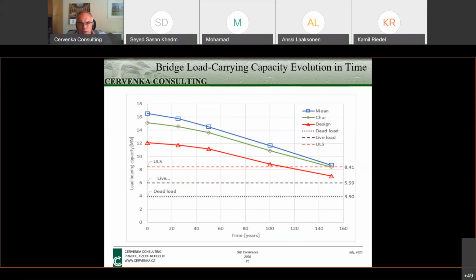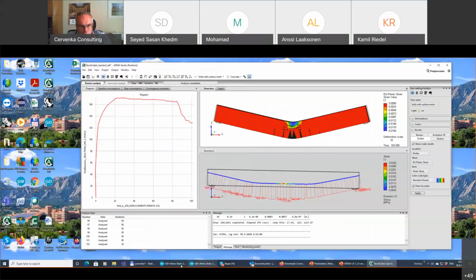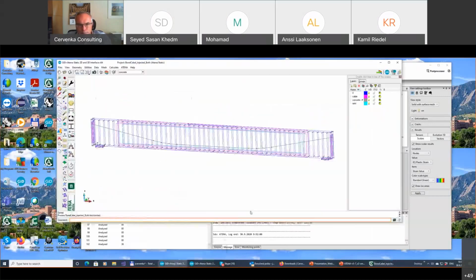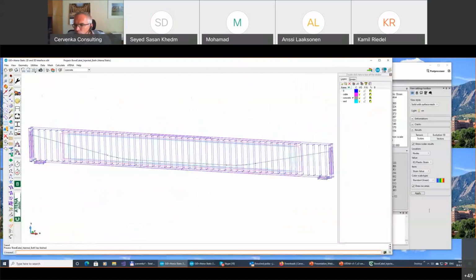Okay, so let me finish my presentation here, although I had some more examples, but I think we should go to the program itself so that we have enough time to cover also this pre-stressing modeling I wanted to show you. And I see there is a question from Katap in regards to 2D modeling.